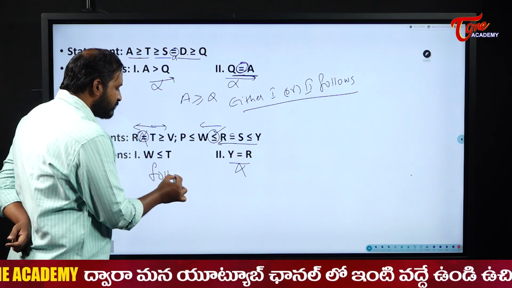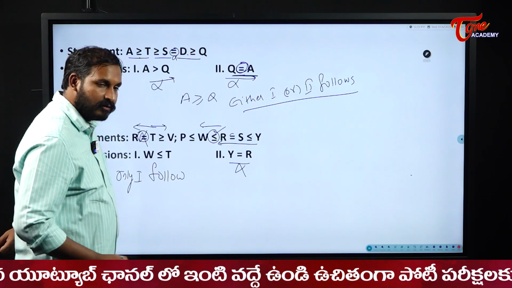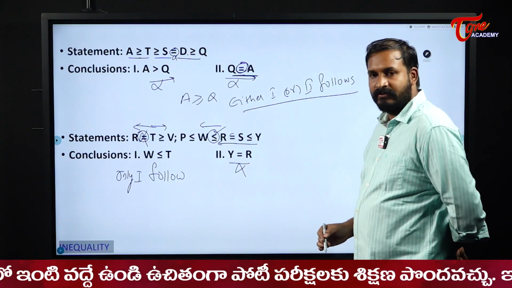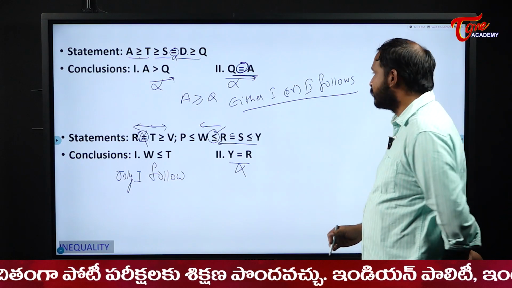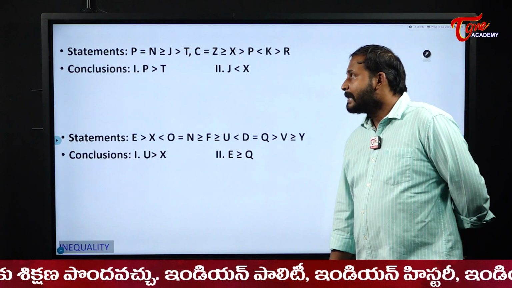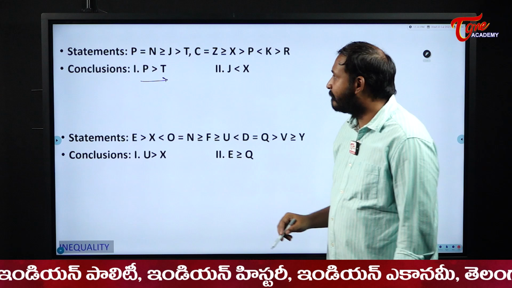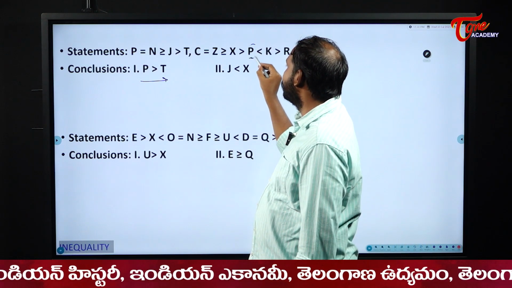So what will be my answer here? Only one follows. Only one follows for me here. Okay, I have only one symbol. So here my answer becomes only one follows. Okay, right, students? Now solve the next one. I should travel from P to T. Where do I have P here? I cannot move from P to any element, right?